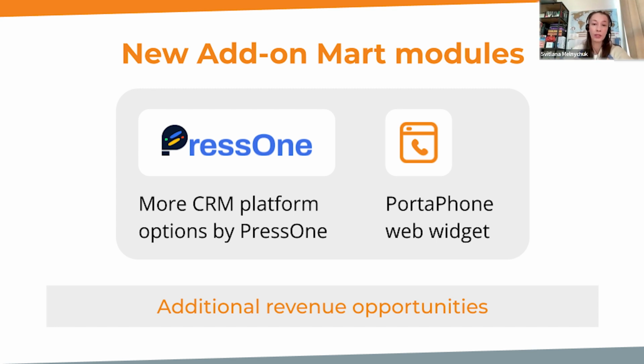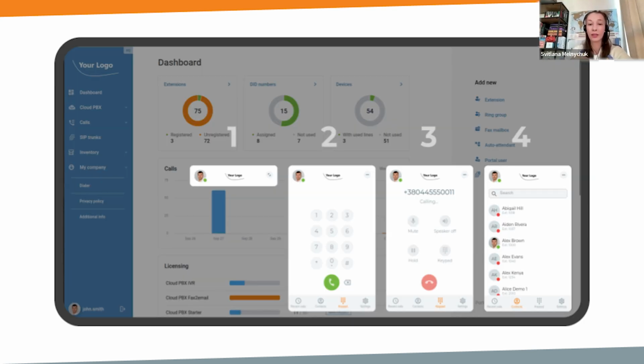The PortaPhone web widget utilizes WebRTC technology and connects seamlessly to the PortaPhone backend. To use it, you'll need to activate a PortaPhone subscription first. The pricing structure is straightforward. One subscription provides a single instance of the Add-on Mart model with unlimited users, but it's typically associated with a specific brand. In the screenshot, you can see the PortaPhone web widget embedded into the Cloud PBX Portal. These new models in Add-on Mart can expand your business opportunities and offer additional possibilities for your clients.